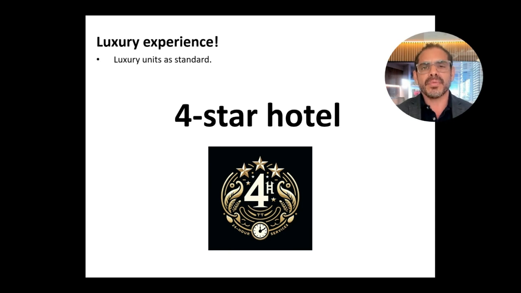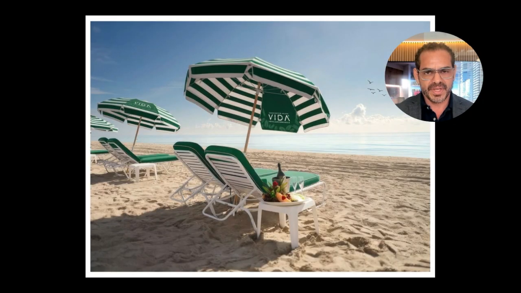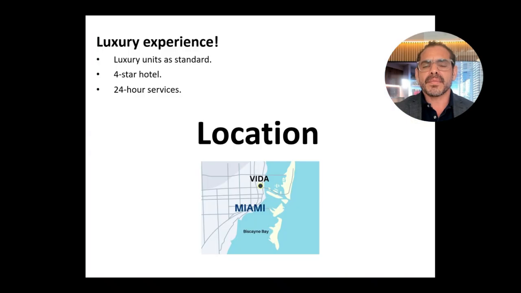Offering 24-hour services with our 4-star hotel, being the first in the area, with 24-hour room service with amenities such as pools, jacuzzi, gym, valet parking, restaurants, cafes, and bars. All this and more with a 4-star hotel not yet available in the area. We haven't even talked about its location yet.